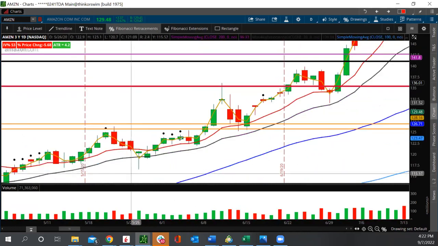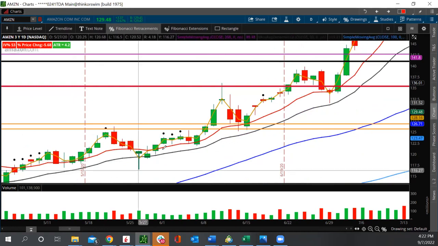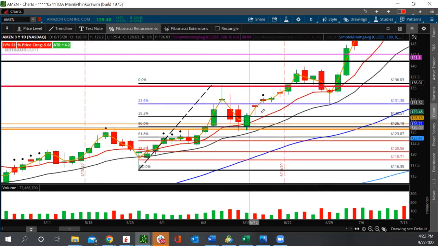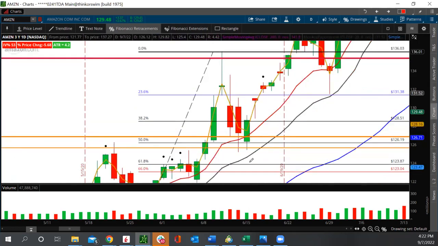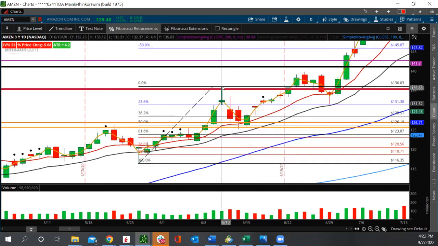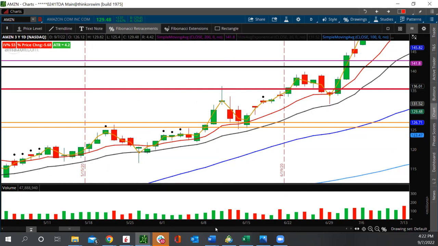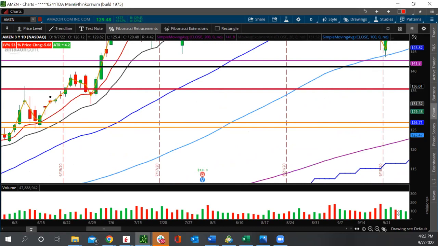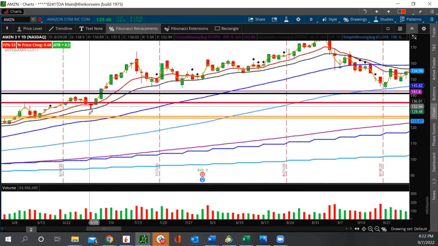Okay, so this move right here came right back to the 50% retracement. Didn't quite make that 61.8, but made the 50% retracement. So again, you can back trade this. It's amazing how, if you just randomly pull up a chart and start throwing it on, you see it. Let's see this one here.